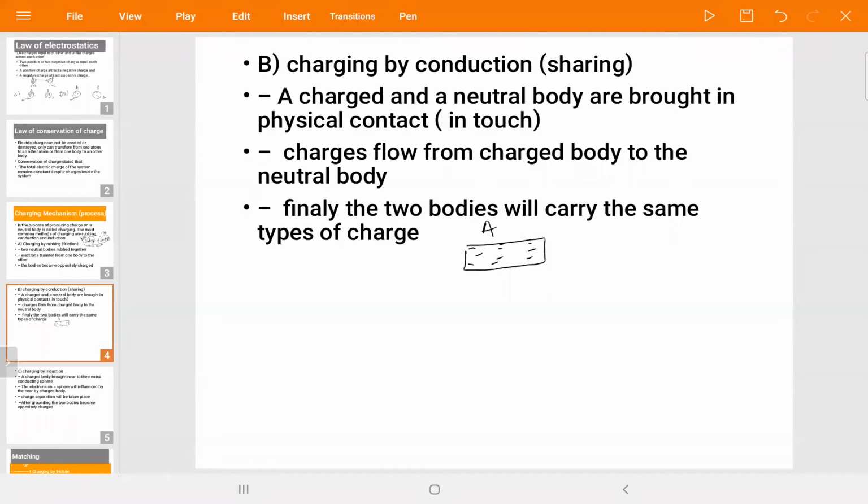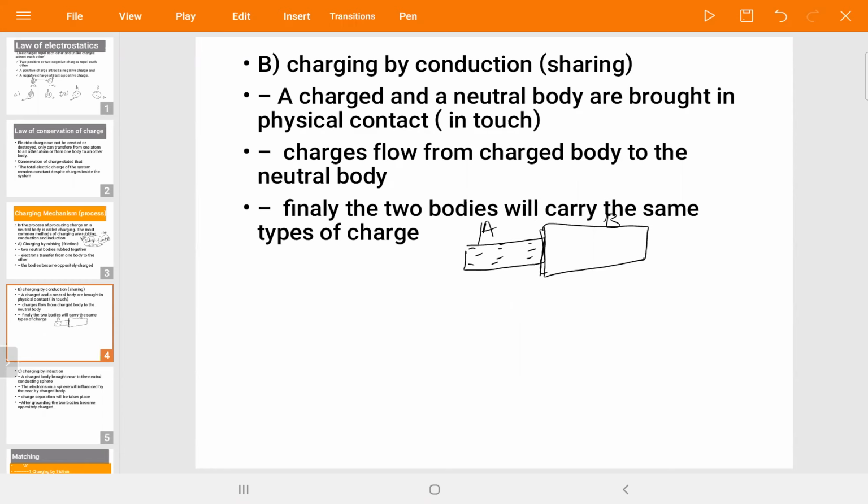And the other one that needs to be charged is a neutral object, for example. But this should be a conductor, a neutral conductor. Assume this is body B, a neutral conductor. And they need to be in physical contact. They have to touch each other. Or body A needs to be in physical contact with body B. Then when they are in physical contact, charges will transfer from one body to another body.